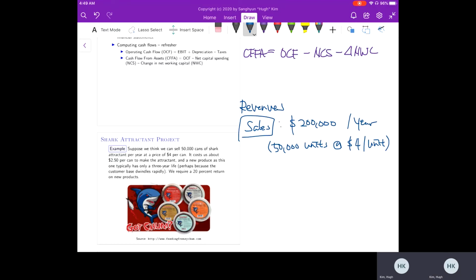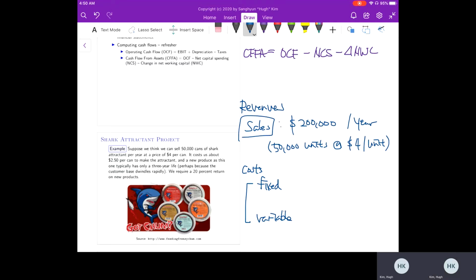And it costs us about $2.50 per can to make the attractant. So these are the costs. And there are two types of costs. There are fixed costs. There are variable costs. The fixed costs do not depend on the number of units that we sell, whereas variable costs depend on the per unit cost.